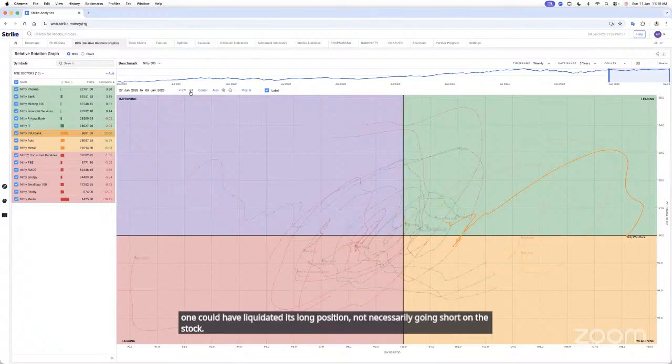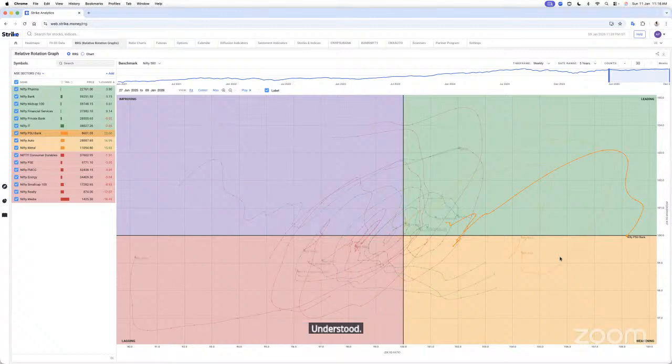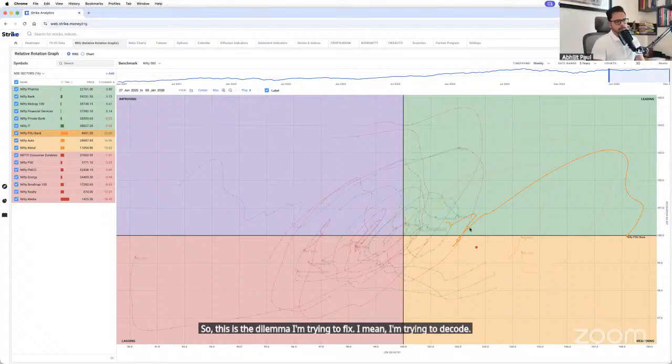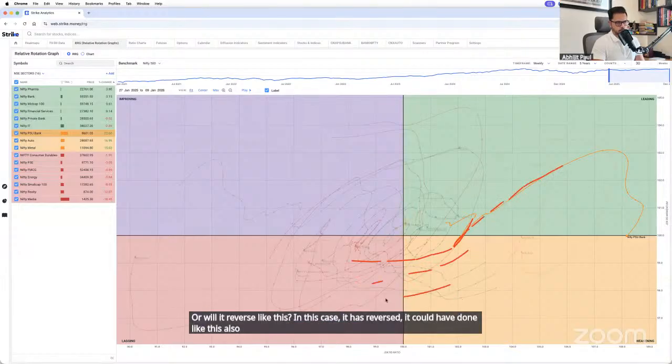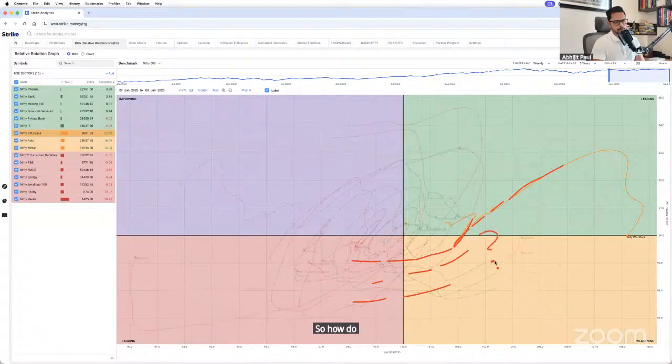So this is the dilemma I'm trying to fix. Understood. I'm trying to decode. The dilemma is once the momentum has started to slip, will it fall more and go here, or will it reverse like this? In this case, it has reversed. It could have done like this also. Many cases, this also happens. So, how do I solve this dilemma?